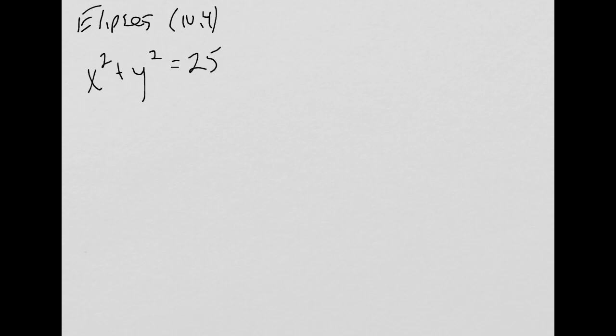So now we're going to go ahead and jump into ellipses, which is 10.4 out of your book. But before we start, I'd like you to go ahead and graph this guy right here. This comes from the previous section that we just worked. So hit pause on the video and sketch the graph of this thing on your paper.